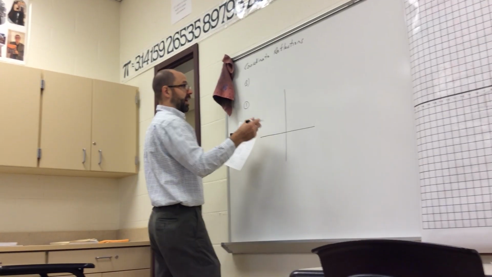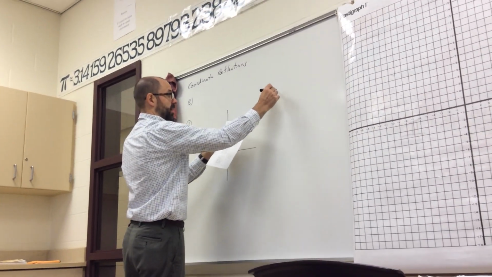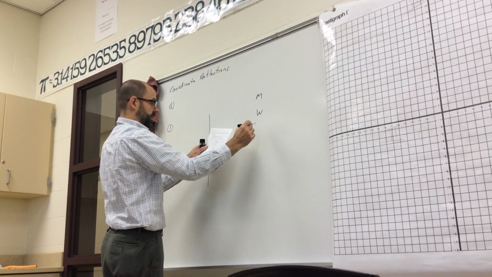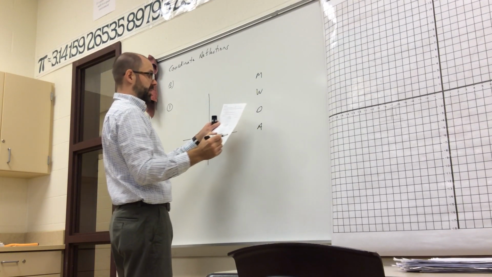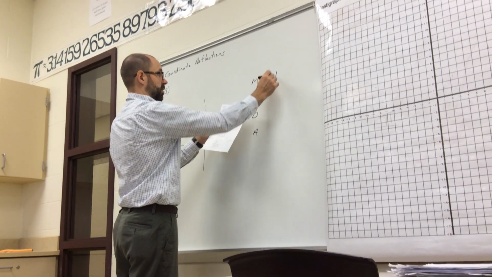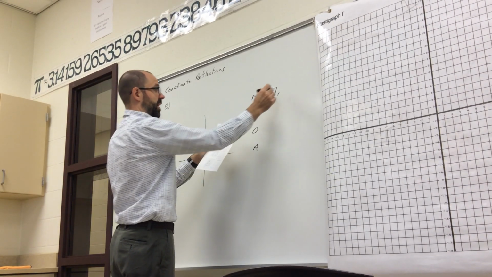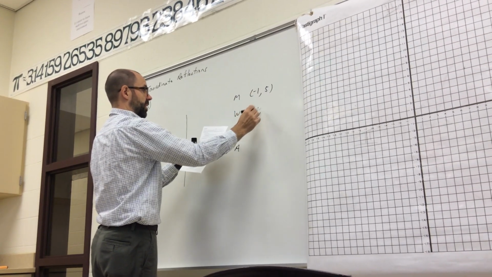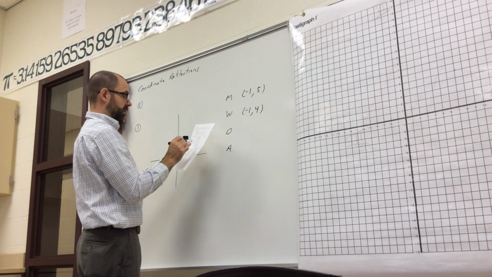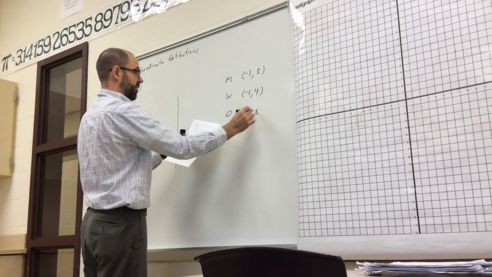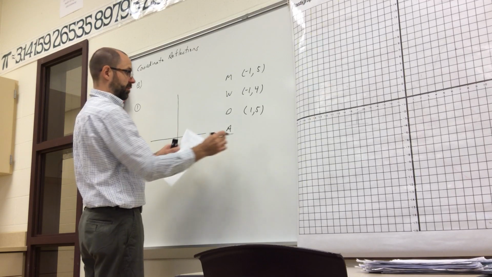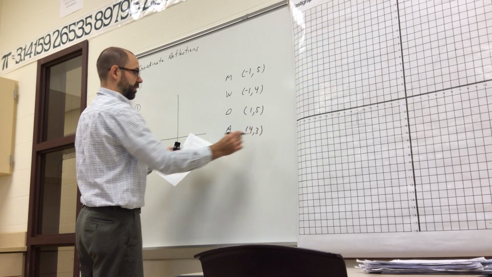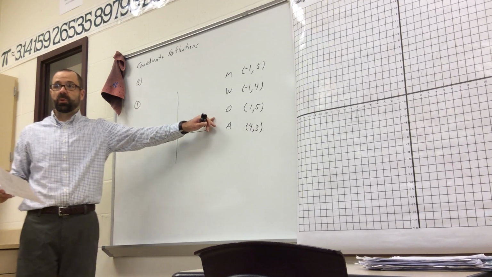And the points we're going to graph are M, W, D, and A. And they are -1, 5, -1, 4, 1, 5, and 4, 3. So just graph those 4 points.